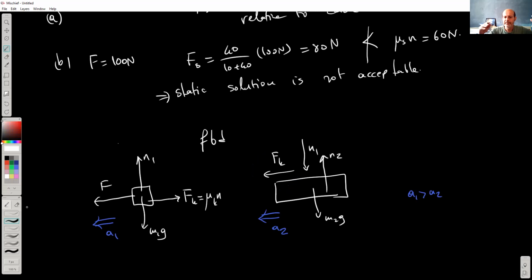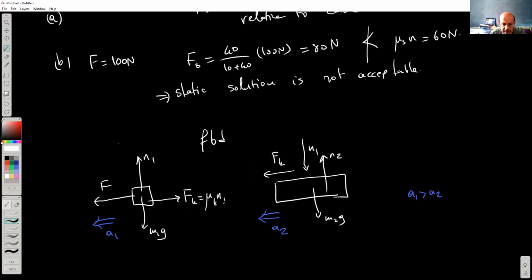Okay, I mean, it looks like the picture is the same, but there are these subtle differences. So first, the static friction force is replaced with the kinetic friction force. We say something about this direction because we have some idea about the direction of the motion.